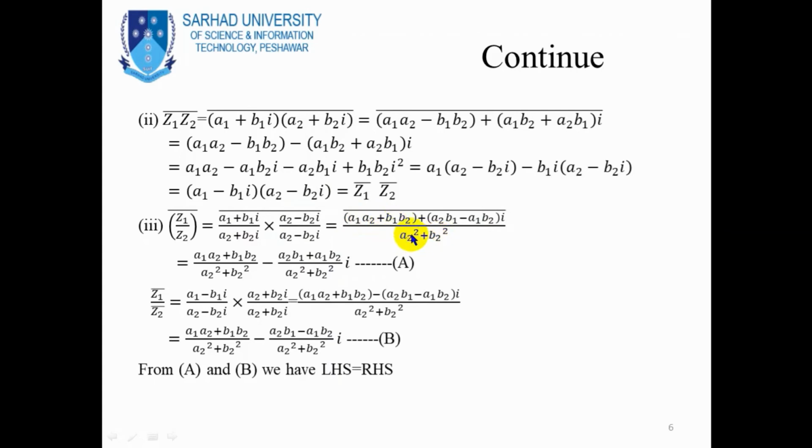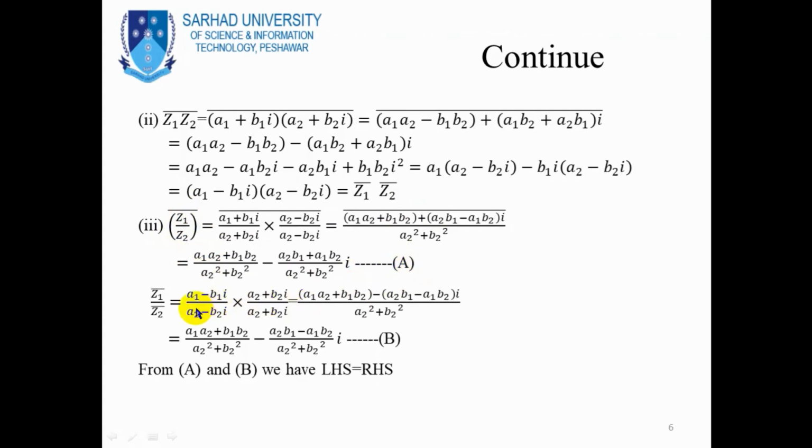Now to write in the form of a plus iota b, this is the real part and this is the imaginary part, and applying the conjugate symbol, the sign of this imaginary part will be changed, will be negative. So this is the whole conjugate of z1 divided by z2. Now this is equation number A.